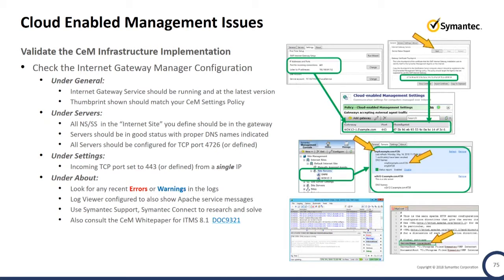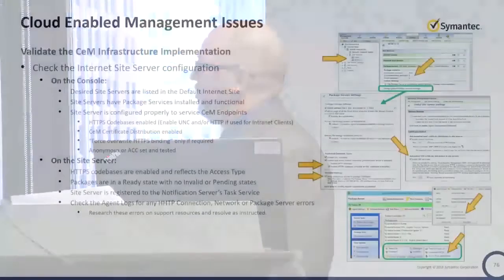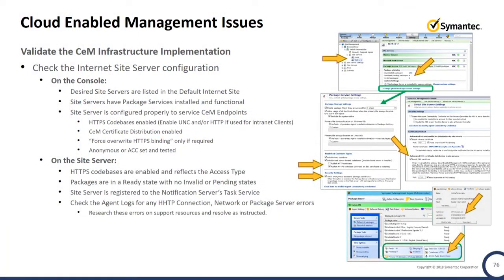It has been upgraded for 8.5, and I believe the document, that link should be the same. All right, so you've checked your infrastructure and made sure that on both sides of the notification server, Cloud Enabled Management configuration is right, as well as on the Internet Gateway. Usually, at this point, you probably have solved your communication issues, but when we get into the infrastructure, in the console itself, we have to check a couple of things.